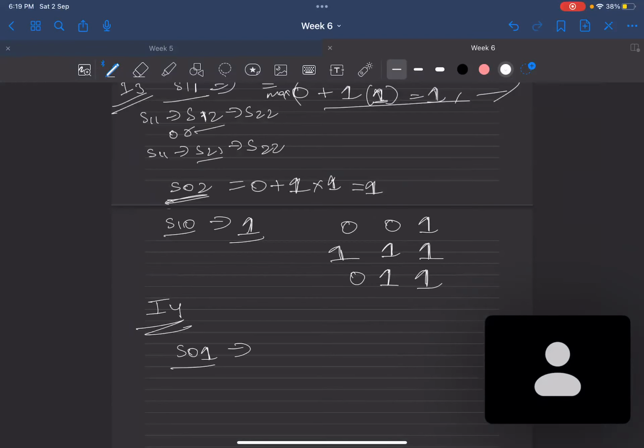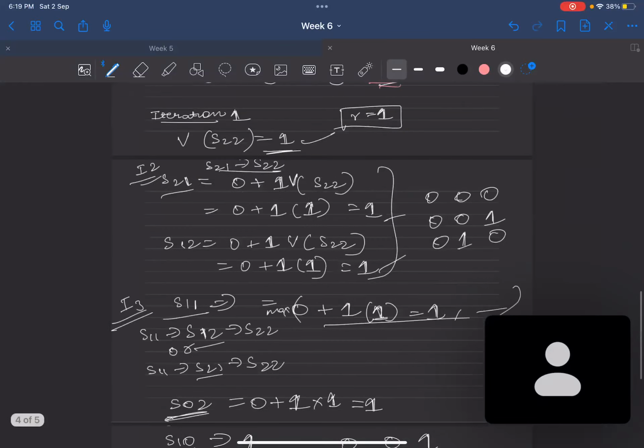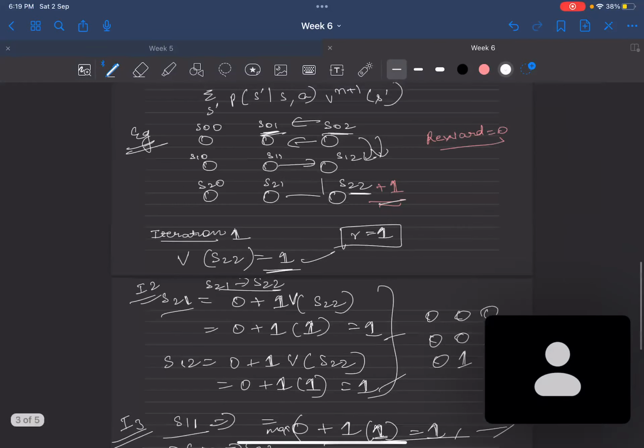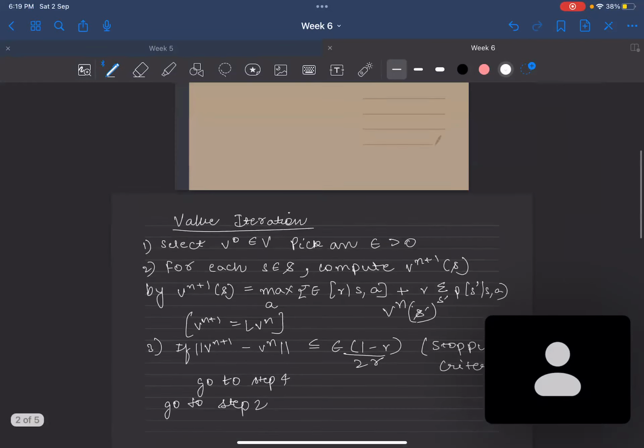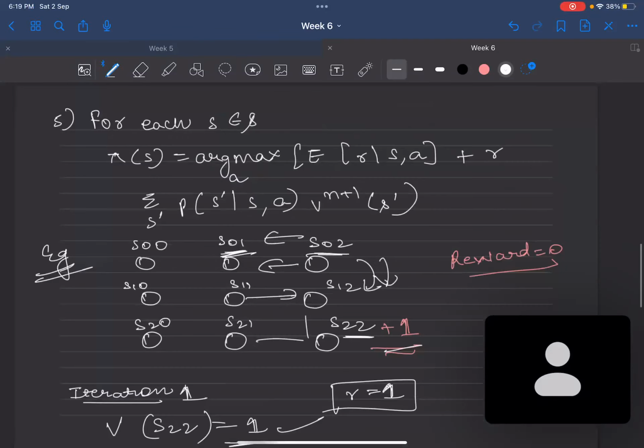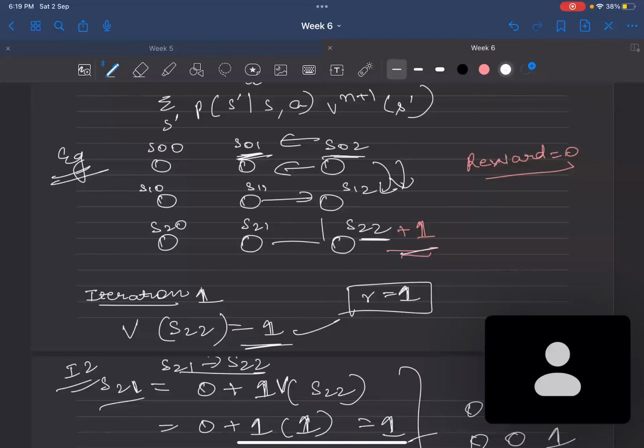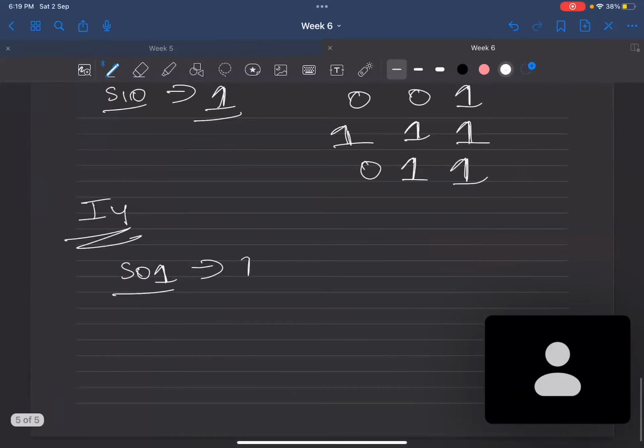Okay. Now the next iteration, suppose S01. Now what are the possible paths we can go from S01? Left, down, right. Left, what is the value function? 0. Right, 1. Down, 1. So I can say that it will be equal to 1.